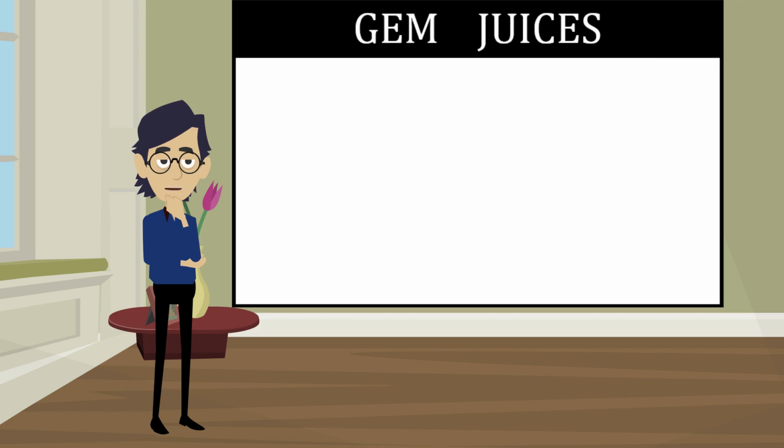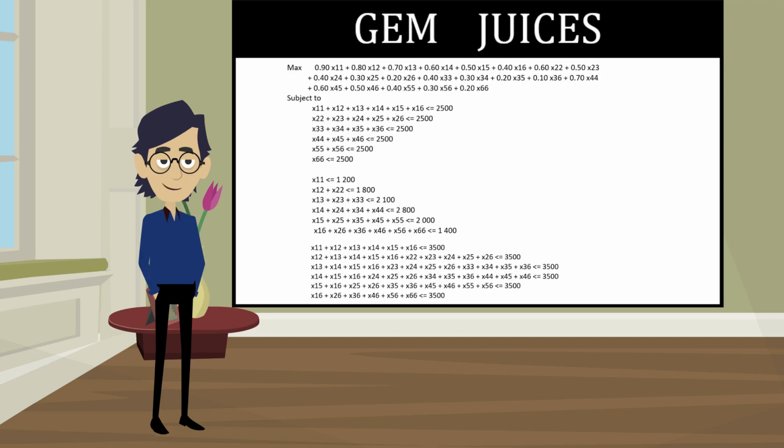Finally, let me write the complete formulation. The solution is. As you can see, we must produce 2,500 liters the first bimester, produce 2,200 liters the second bimester, produce 700 liters the third bimester, produce 2,500 liters the fourth bimester, produce 2,500 liters the fifth bimester, and produce 900 liters the sixth bimester. There are other ways to formulate this problem.